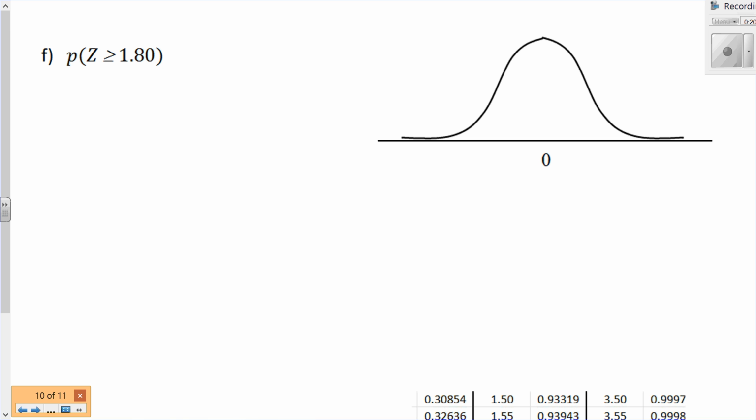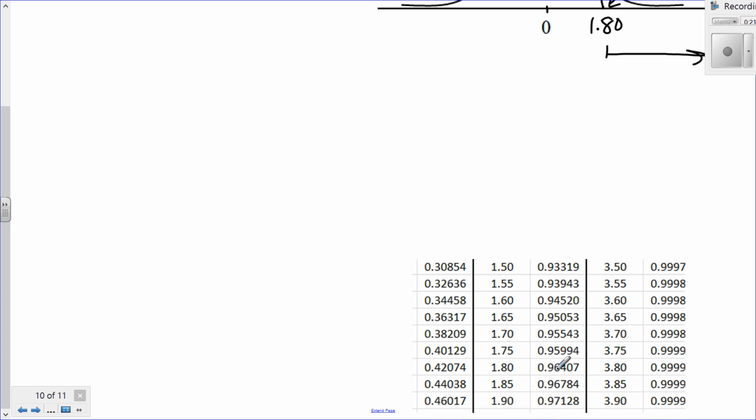Okay, probability of z being greater than 1.8. 1.8, positive value, so it's right of the zero. And I want the probability of z being greater than that, so again I want the area in the tail this time. When I look up the 1.80, it's going to give me this area. Let's see, 1.80, 0.96407.